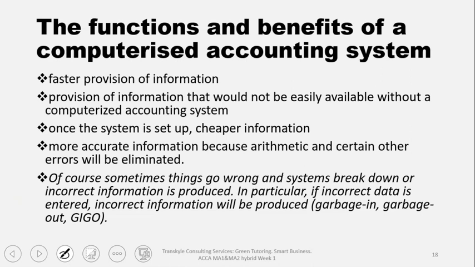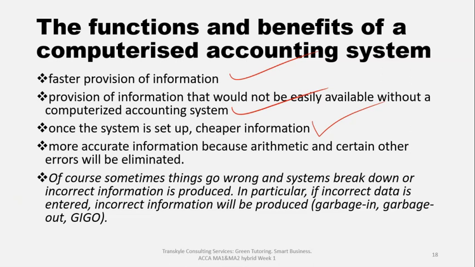Now, the functions and benefits of a computerized accounting system. When we have computers, it means that information is going to be provided very quickly. So there is faster provision of information. There is provision of information that would not be easily available without computerized accounting systems. Some information could be very complex to produce manually, so we need to have computers on our side. Once the system is set up, the information production becomes cheaper. The computer system might be a bit expensive to install, but in the long run it becomes cheaper to the business because information would be gathered and produced very cheaply.